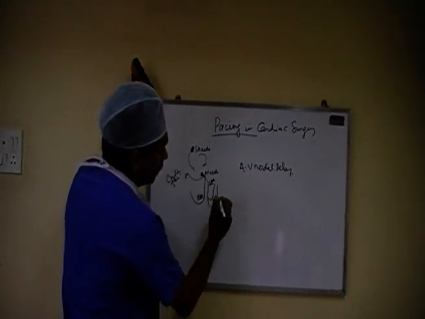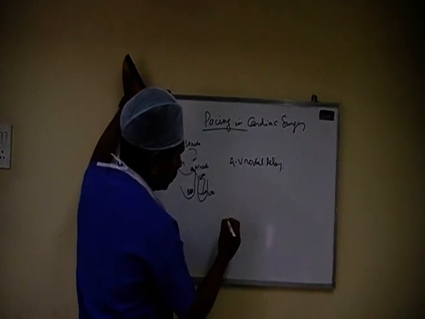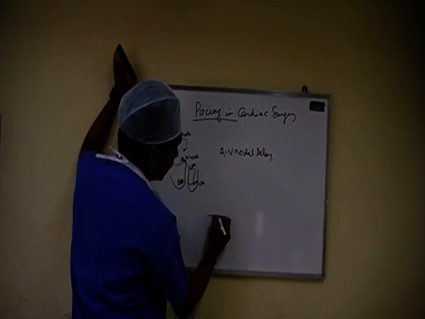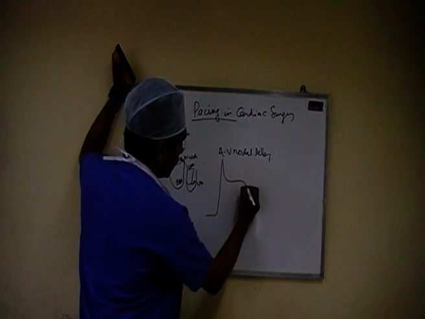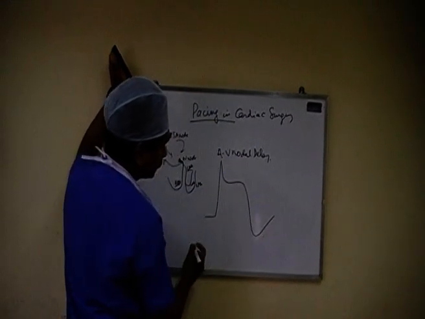The left bundle branch divides into the left anterior bundle and the posterior bundle. So there are two important things we need to know. One is the cardiac action potential. The cardiac action potential is something like this.